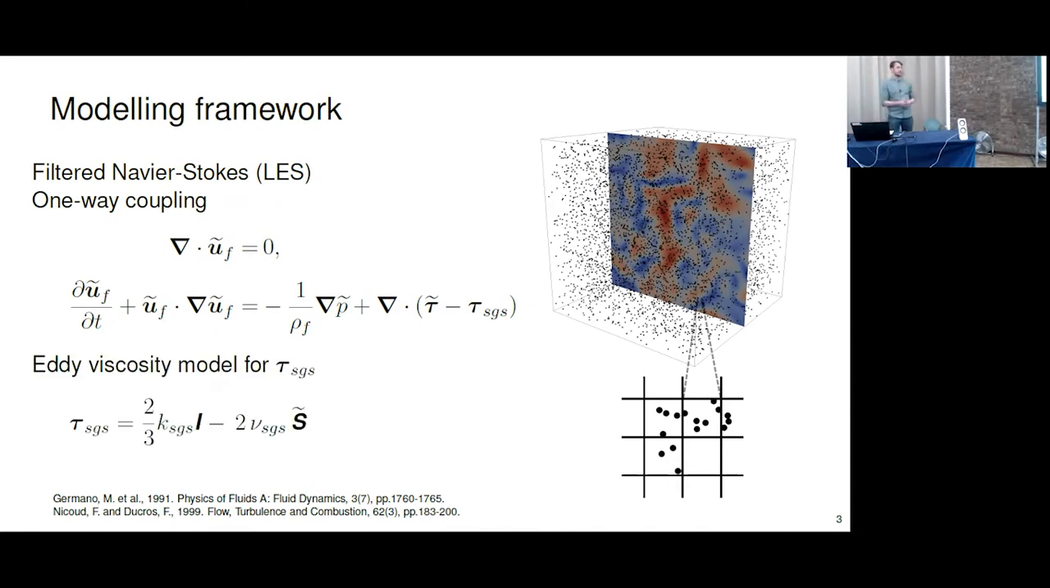And so we just use an eddy viscosity model for this, where the subgrid stresses are based on the subgrid kinetic energy and the subgrid viscosity multiplied by the strain rate. And then for this, we can use any model like dynamic Smagorinsky, or in this case, we use the WALE model by Nicoud.